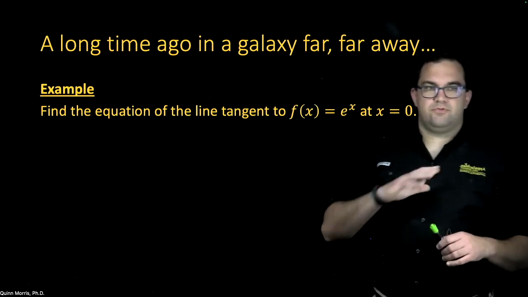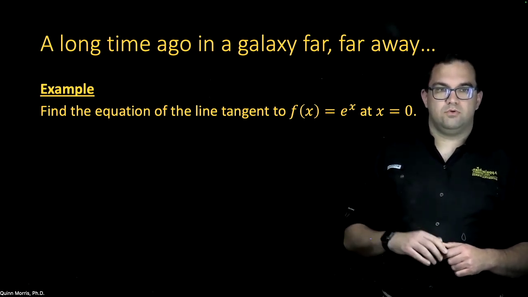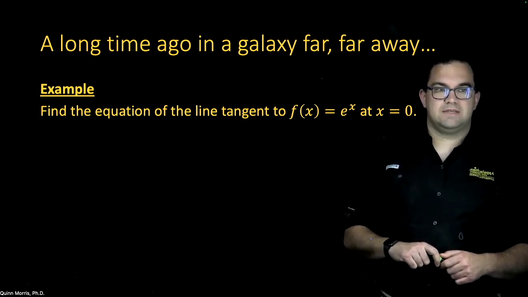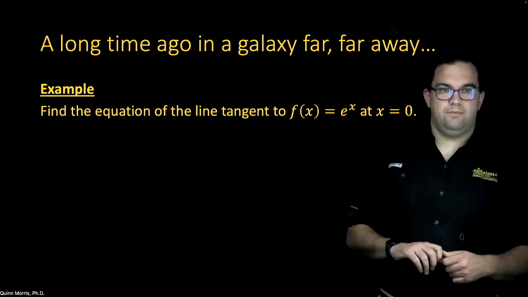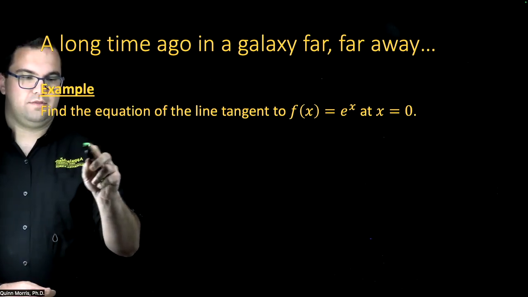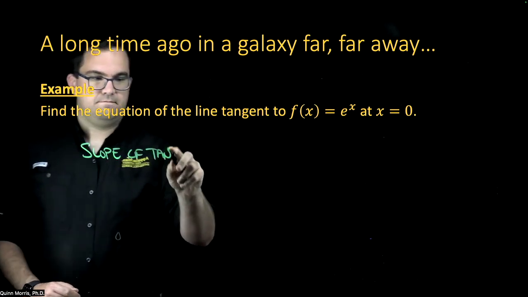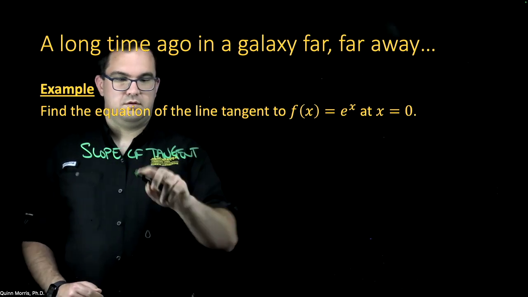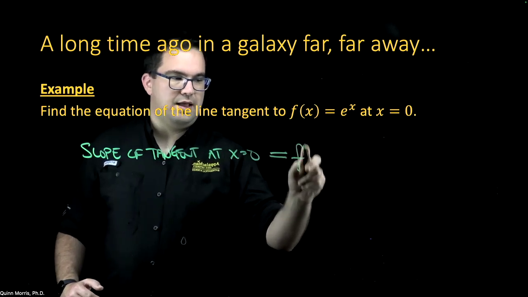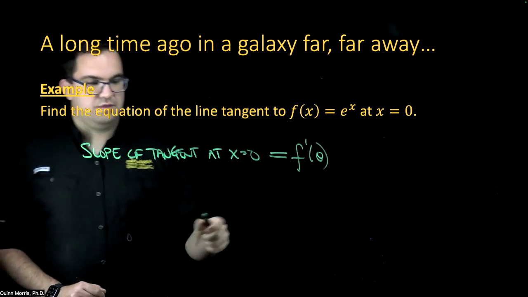So to begin with, I want to throw back to a problem that you might have seen in a Calculus 1 course. In a Calc 1 course, you might have been asked to find the equation of the line that's tangent to f of x equals e to the x at x equals 0. Now, at that time, your idea was probably that the slope of that tangent line at x equals 0 is given by f prime of 0. So you would simply calculate the derivative.